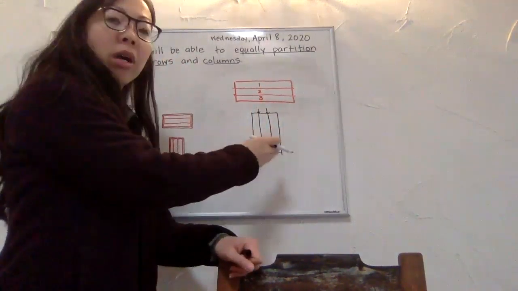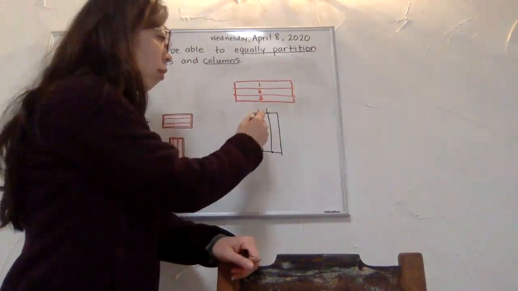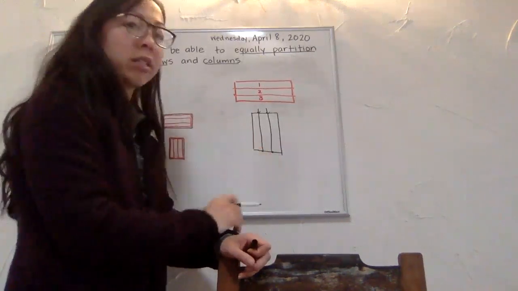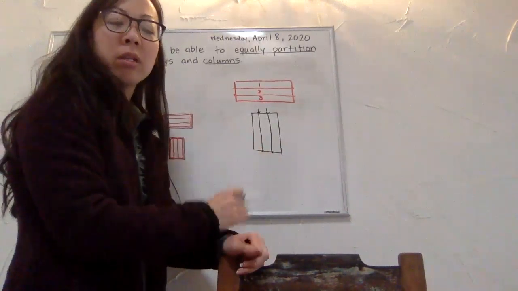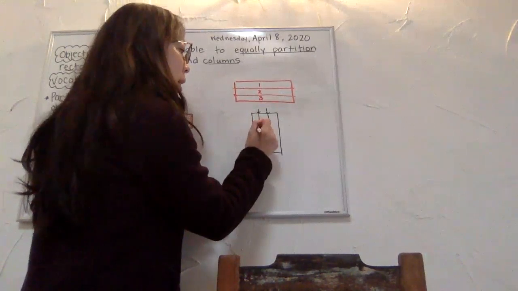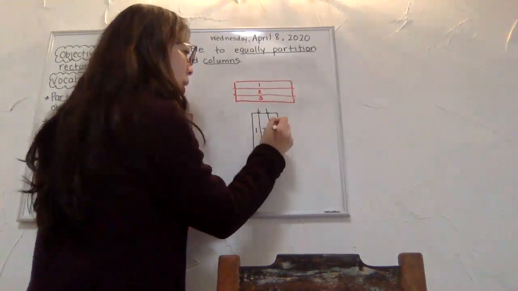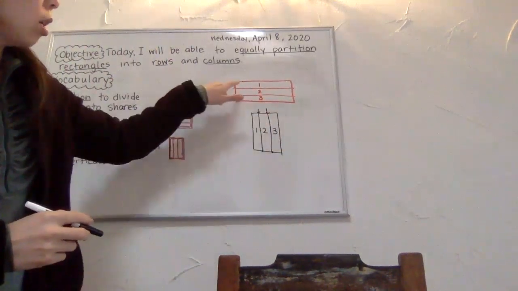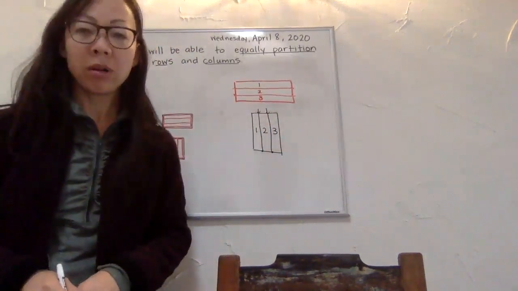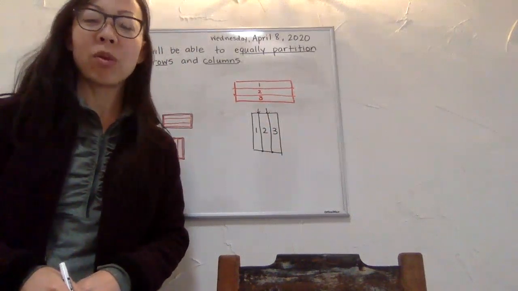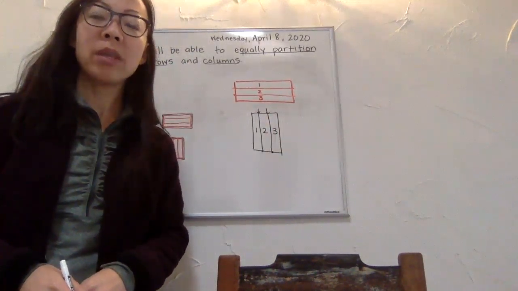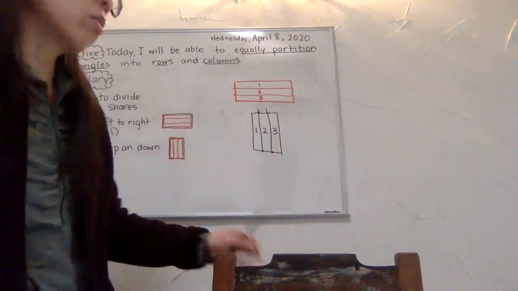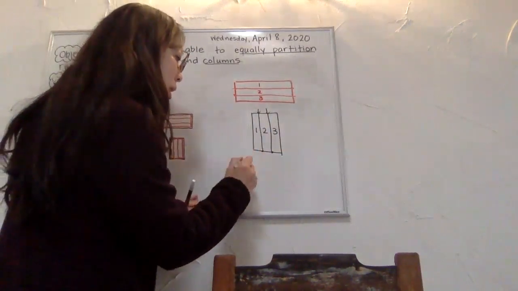Well, remember, I don't care about the lines. I'm looking for the columns. The columns are the part of the rectangle that I partitioned or divided and cut up. So I have 1, 2, 3. So when we do that, you can see we're looking for the part of the rectangle. Do you hear that word part in partition? Partition, part.